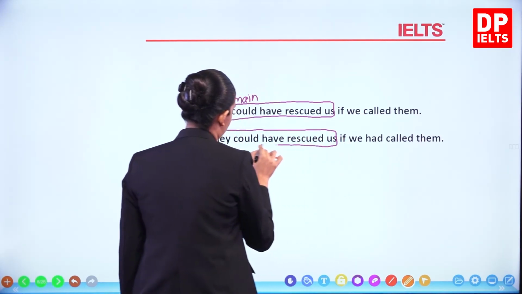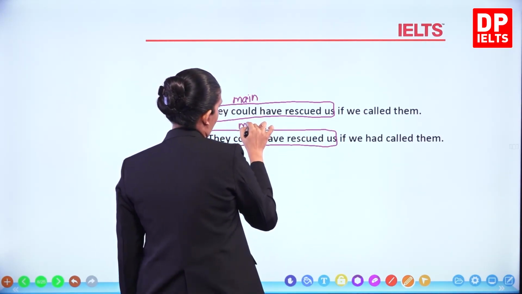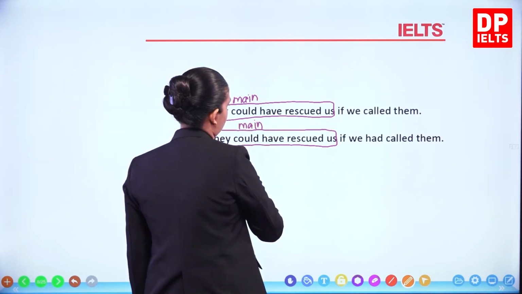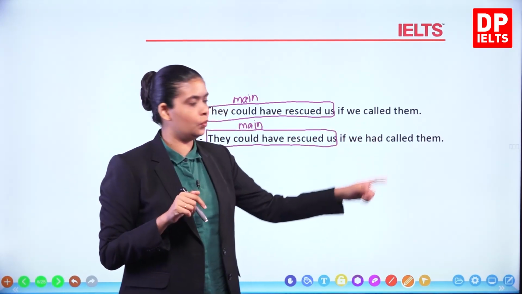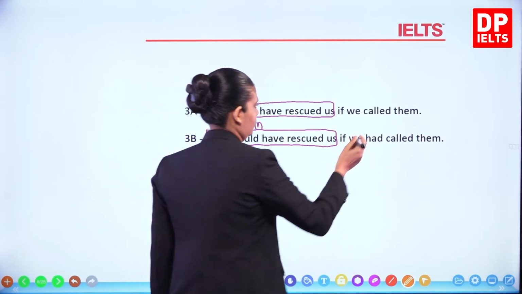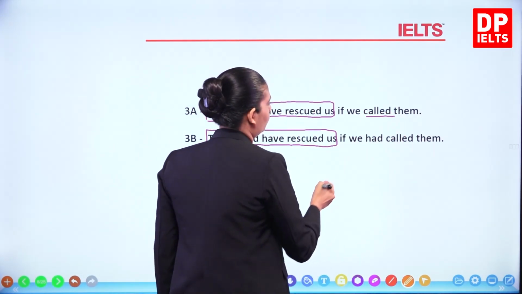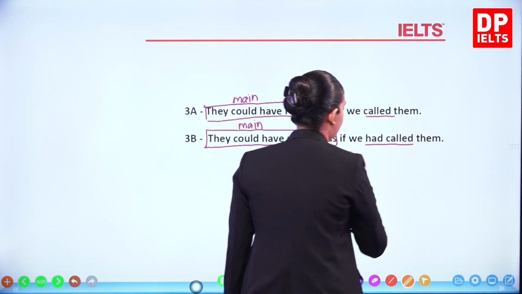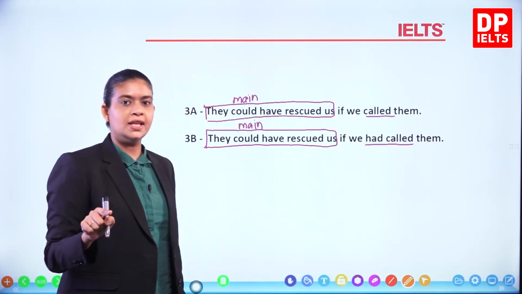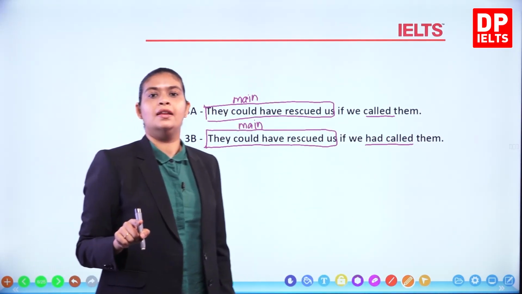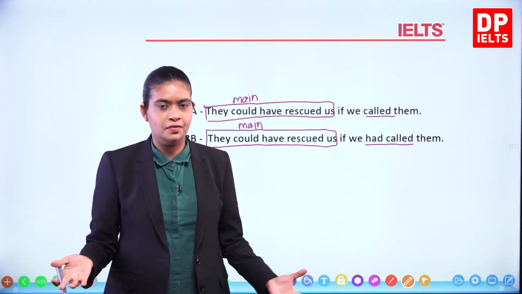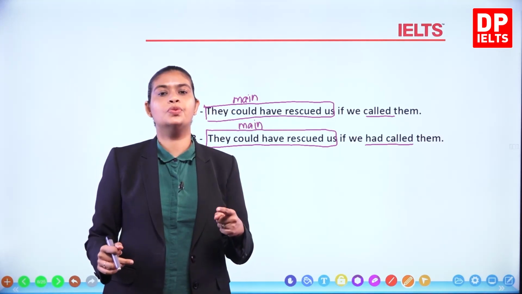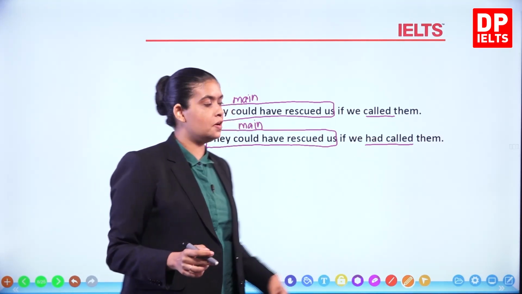They could have rescued us is the main clause, right? So they could have rescued us if we called them. If we had called them. The rule is if it was likely to happen, right? It could have happened, but it did not happen, right? Then you use the past perfect tense.